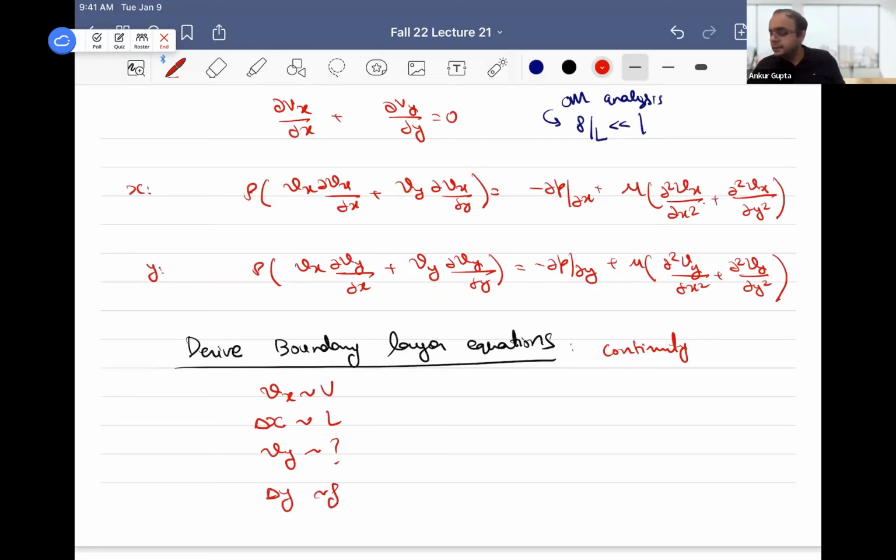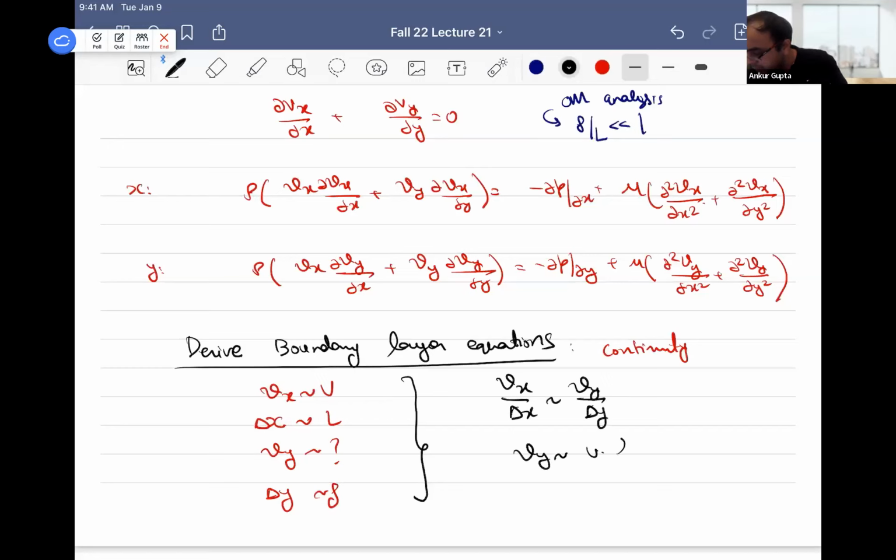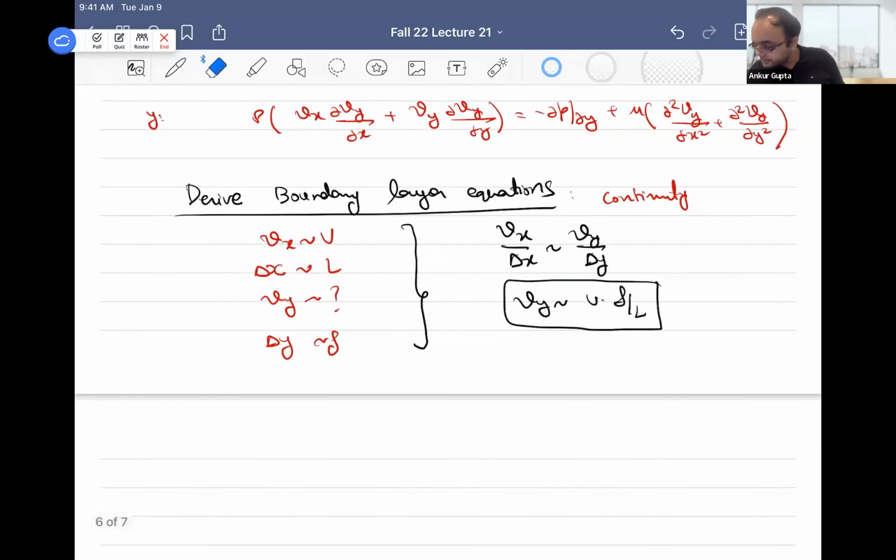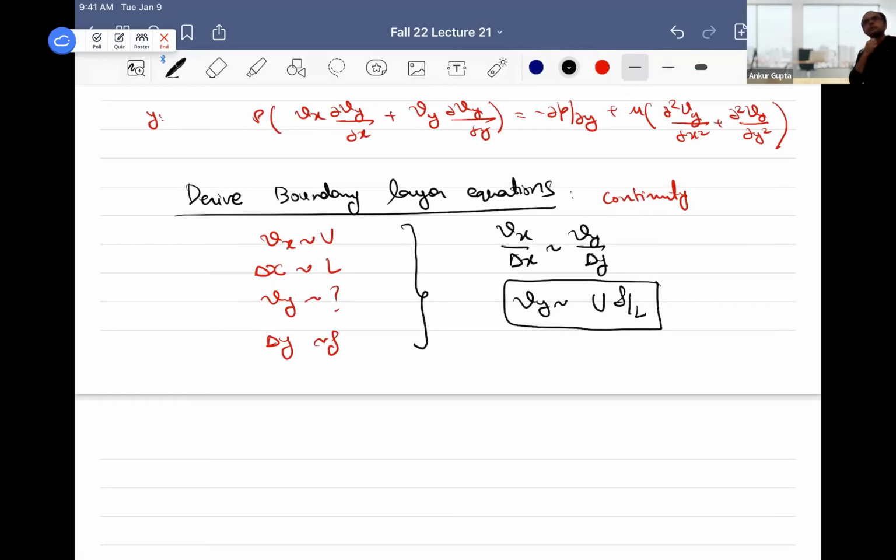If you apply the equations now, Vx by delta X is similar to Vy by delta Y. And then this will give you Vy is similar to U delta by L. So this is what you will get, U delta by L. Any questions here? Hopefully this is clear. The velocity in the y direction is very small, clearly, compared to the x direction. Any questions here? All good? All right, let's keep going.